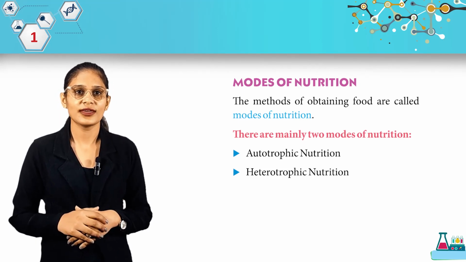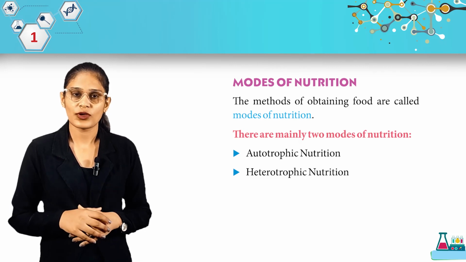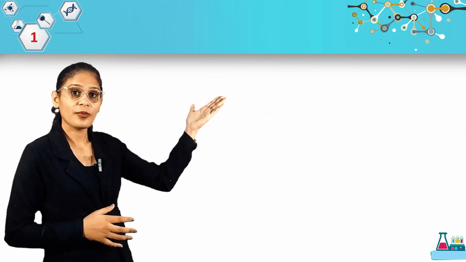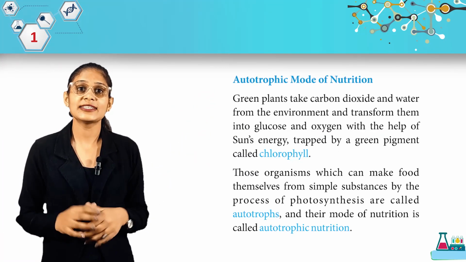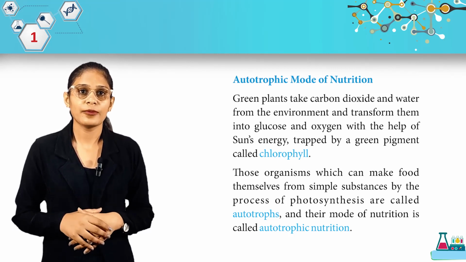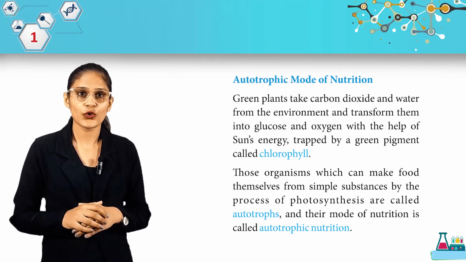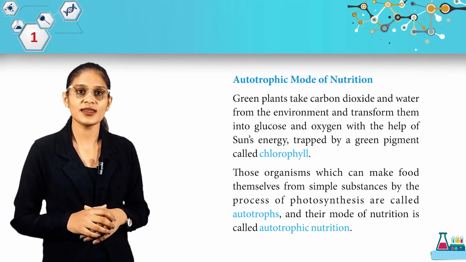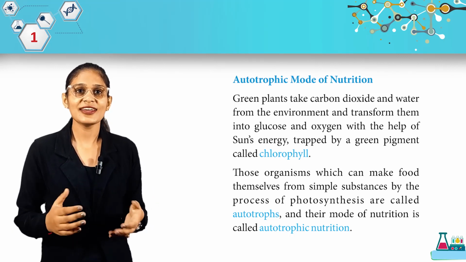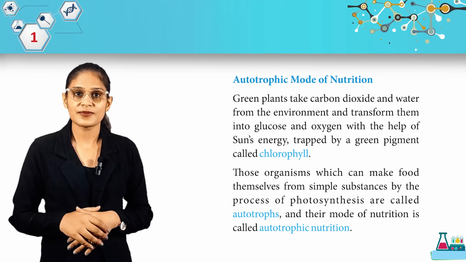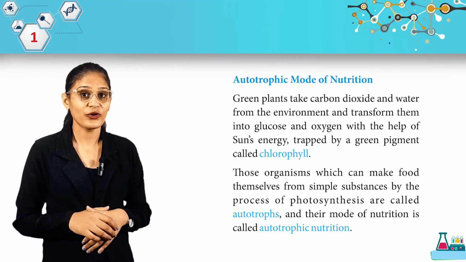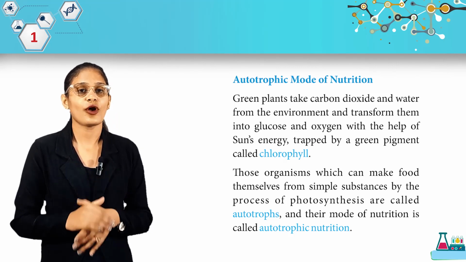Get it students? Now look here, there are mainly two modes of nutrition: autotrophic nutrition, heterotrophic nutrition. Here, autotrophic mode of nutrition. Green plants take carbon dioxide and water from the environment and transform them into glucose and oxygen with the help of sun's energy trapped by a green pigment called chlorophyll. Those organisms which can make food themselves from simple substances by the process of photosynthesis are called autotrophs, and their mode of nutrition is called autotrophic nutrition.